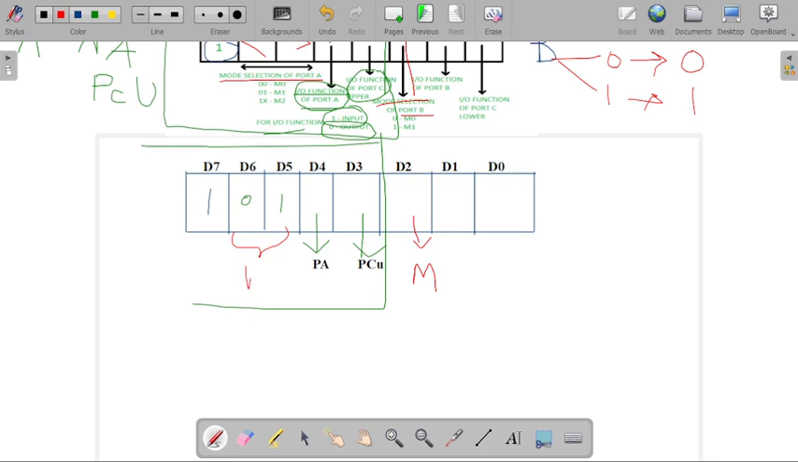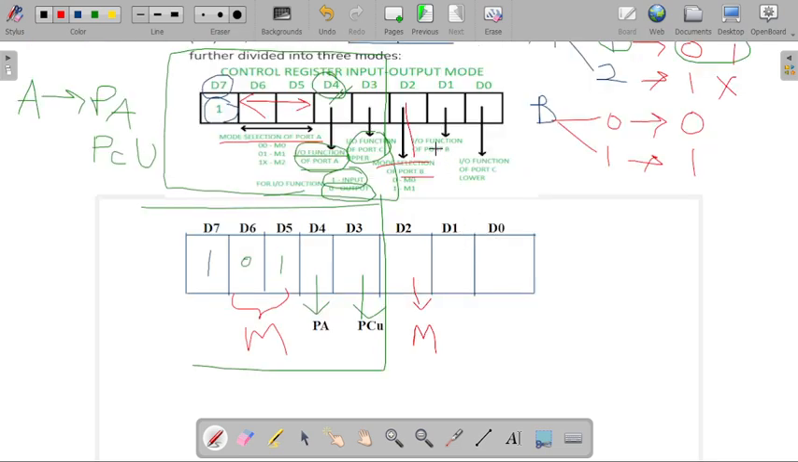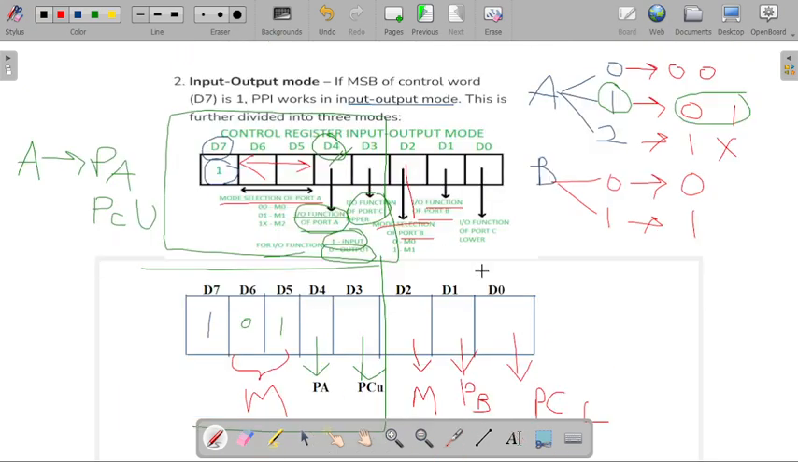This is also used for mode, and now the D1 bit will be used for the input-output functions of our port B structure. And the last bit, that is the D0 bit, will be used for the port C lower part. So in this way we can set our input-output mode of our control word format.